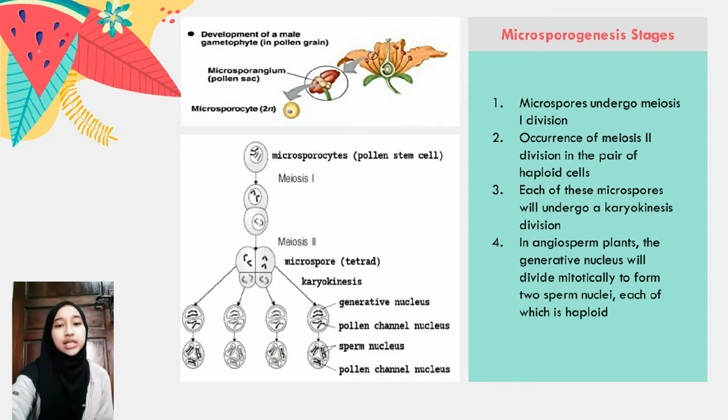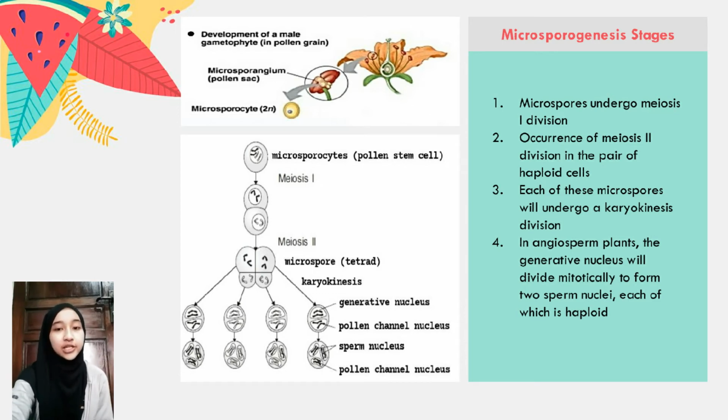The first stage: the diploid pollen stem cells undergo meiosis 1. From that, a pair of haploid cells will be produced. For the second process, meiosis 2 occurs in the pair of haploid cells. From that, a tetrad will be produced that contains 4 haploid microspores, which are grouped.